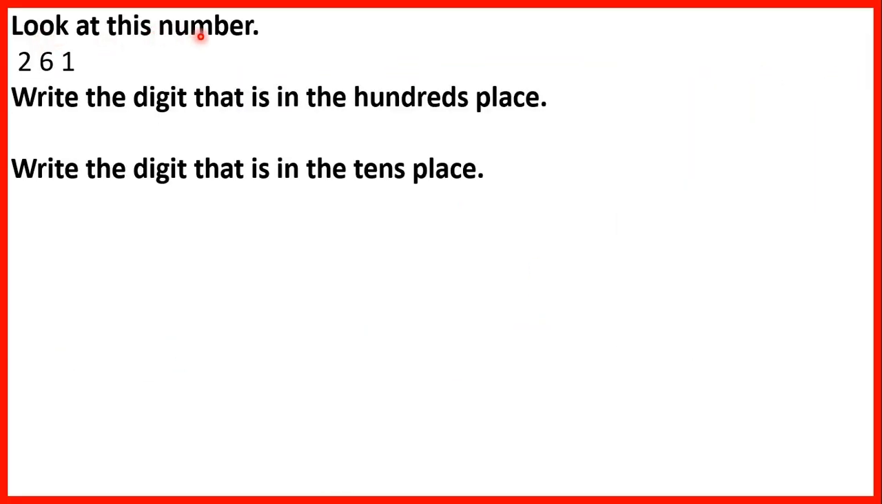Look at this number. We have 261. Write the digit that is in the hundreds place. So we need to remember that we count place values from the right. So we have our ones, then our tens, then our hundreds. So the digit that's in the hundreds place is this digit here. So that's a 2. And now write the digit that is in the tens place. So that's this digit here, so a 6.